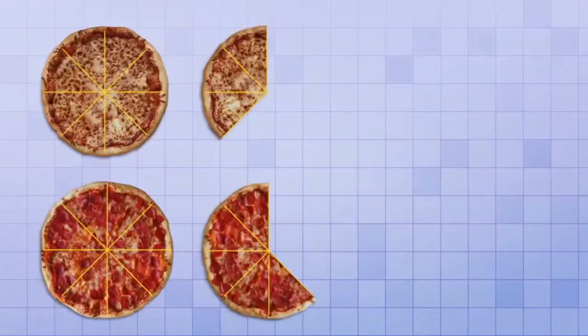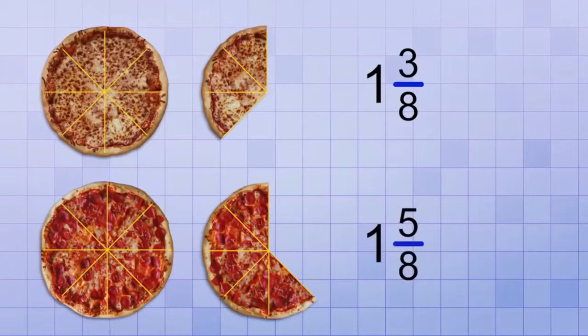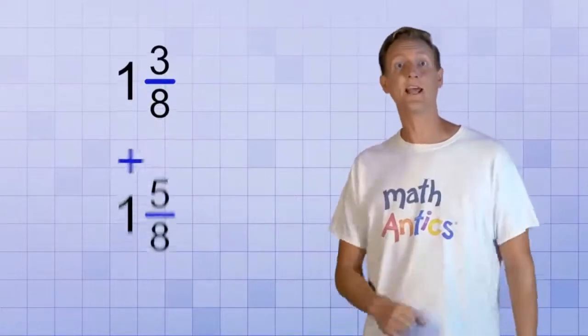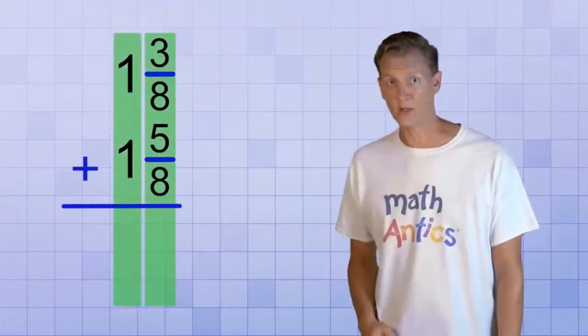And after the party ended, you had 1 3/8 cheese pizzas left over, and 1 5/8 pepperoni pizzas left over. What's the total amount of leftover pizza? Well, we just need to add those 2 mixed numbers together. Let's stack them like I just showed you, add them column by column.